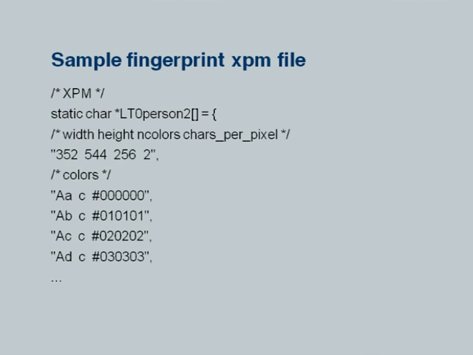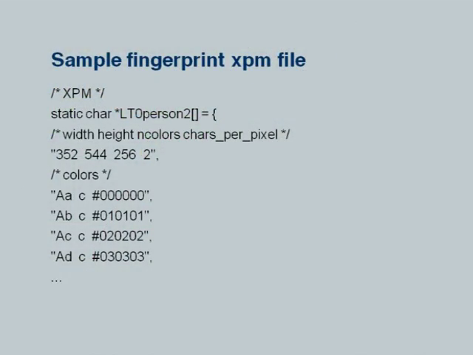Which two characters? The XPM format does not say that you have to use specific characters to represent this color. It says use absolutely any combination of two characters that you want. However, please define in the same file what that particular code means. For example, I have chosen to use capital A and small a to represent full black. So this is where AA is defined as color 00.